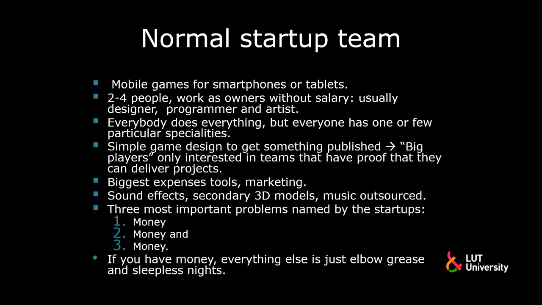This group, if it works, can create a representative game product within 3 to 6 months. And it's actually important, like mentioned earlier, there's an emphasis here that if you are a startup team, your first priority is to get something published. Because unless you publish something, you are not a game studio, you are a hobbyist group. And if you want to go to the trade fairs or anywhere else, the big players are not interested in your organization before you can prove that your team can deliver. If they order something from you, your team is capable of doing things. And of course, you spend most of your money on marketing, tools, licenses, stuff like that.